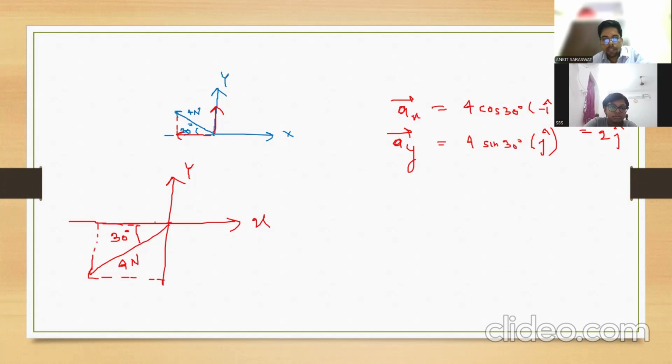So one component will be like this. Very good. And one component will be like this. Very nice. So AX will be simply 2 root 3 minus i cap. AY vector means 2 minus j cap. Okay.